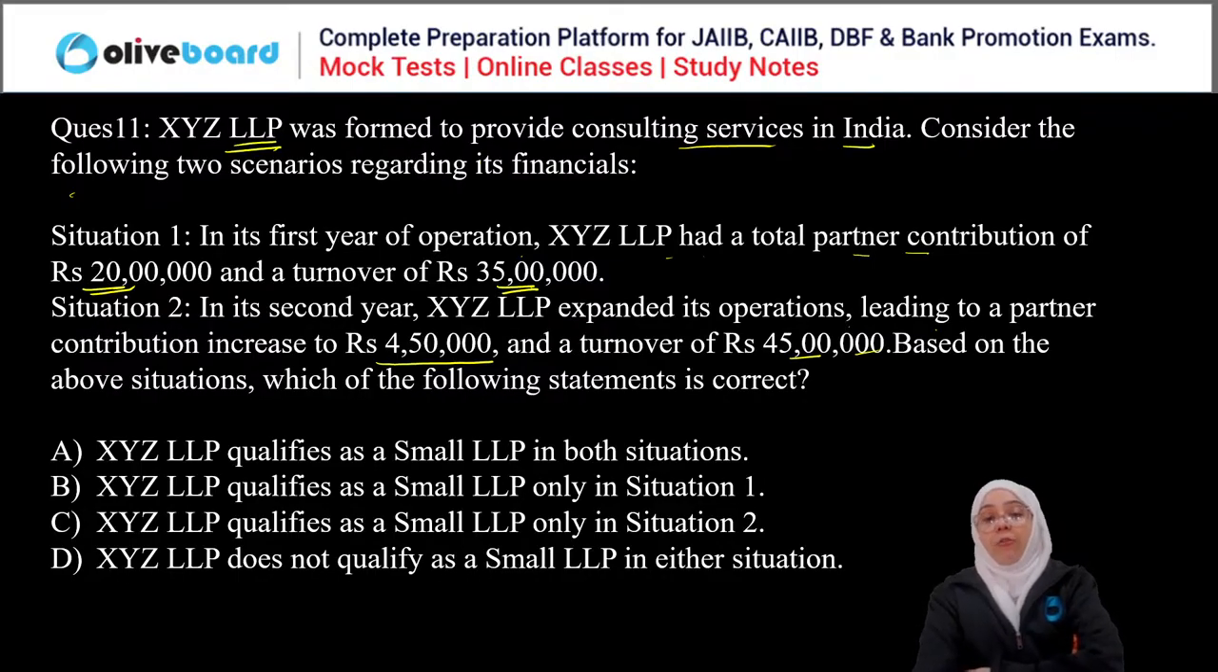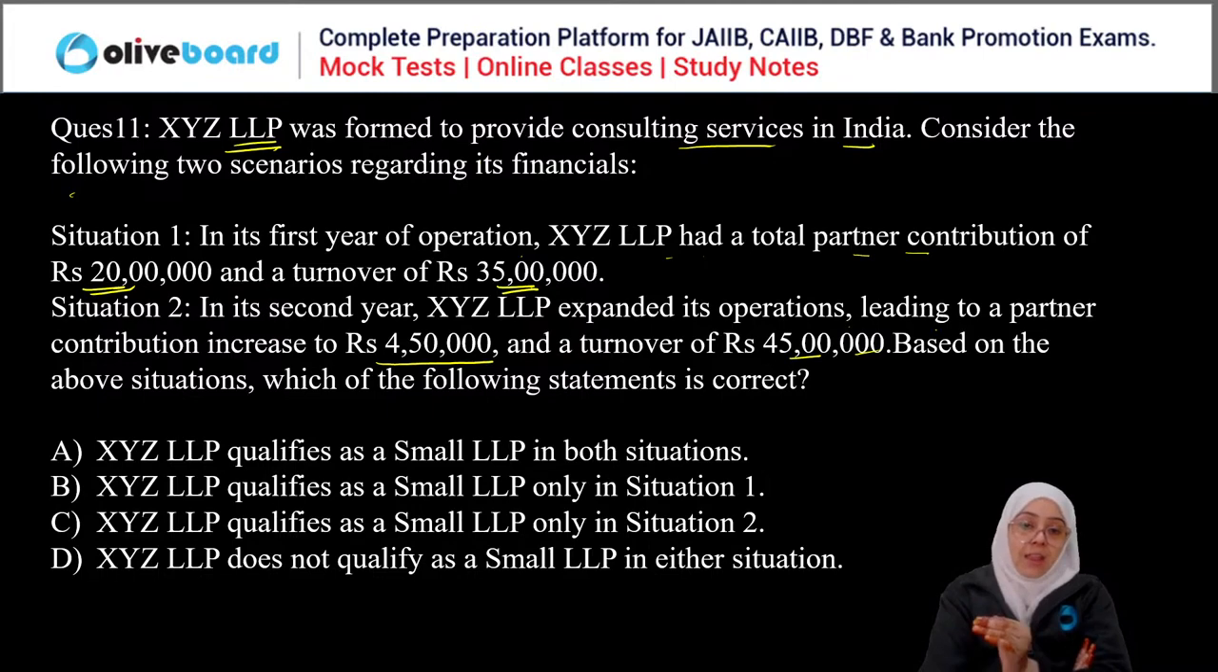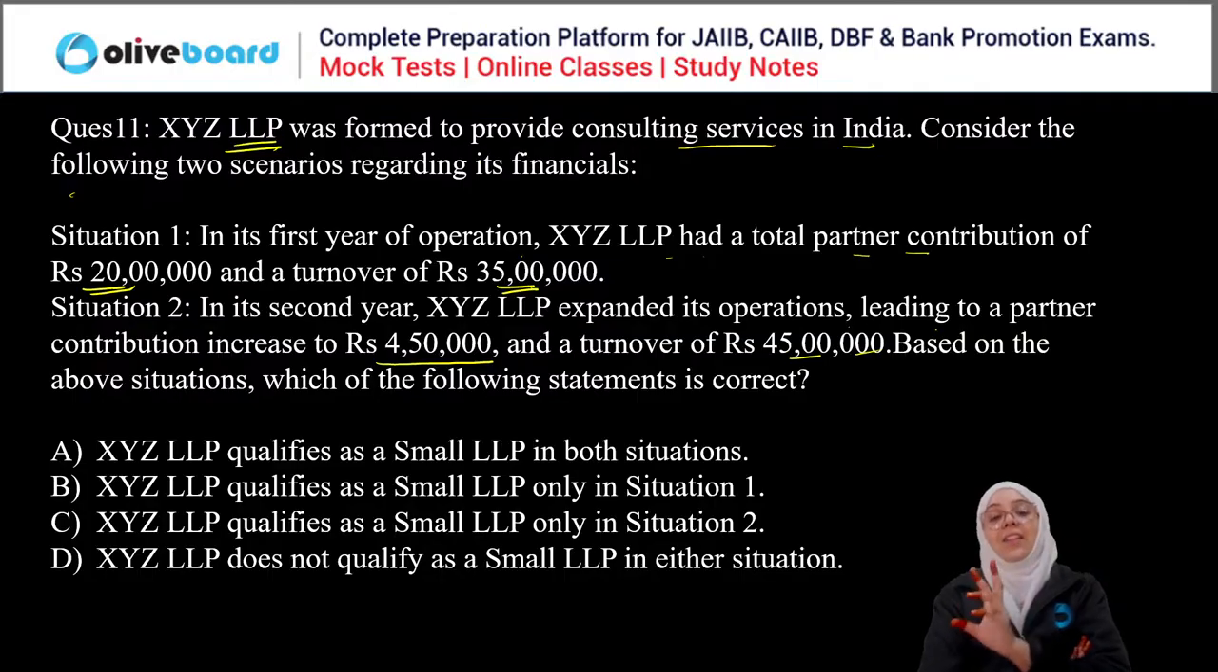So see, what is the scenario for a small limited liability partnership? A small limited liability partnership is where the contribution of the partners does not exceed 25 lakh and the turnover does not exceed 40 lakh. So this is the scenario: the contribution should not exceed 25 lakh and the turnover does not exceed 40 lakh. So in the first situation, yes, it is qualifying the small limited liability partnership status. So the first is the clear cut answer.